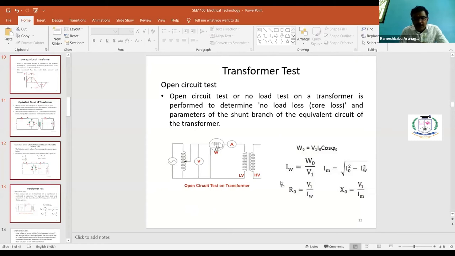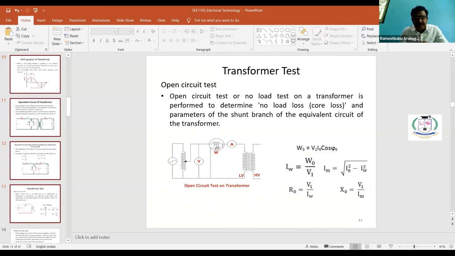So how do we perform this test? This test is performed by connecting the supply and meters to the LV side. LV side is the low voltage winding, and HV side is the high voltage winding. On the low voltage winding side we connect the source and all the meters, but the high voltage side is kept open. That is why it is called the open circuit test. The high voltage side of the transformer is kept open, but the low voltage side is connected to the source as well as the meters.